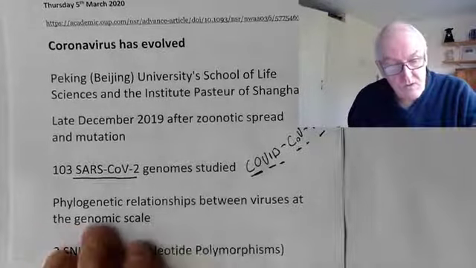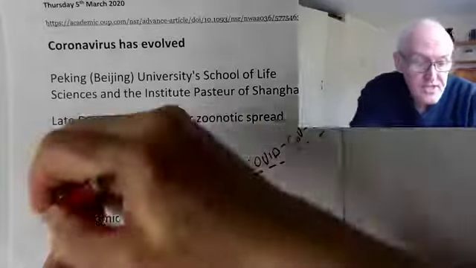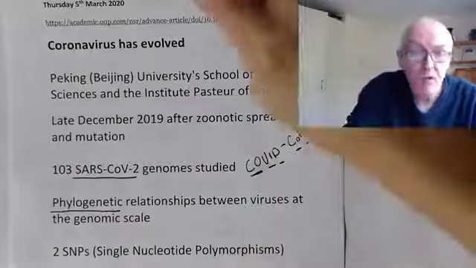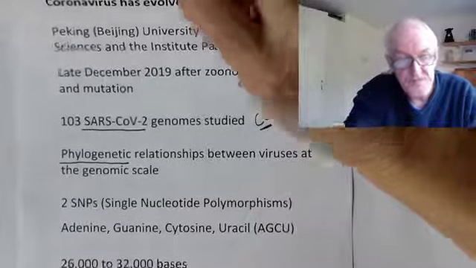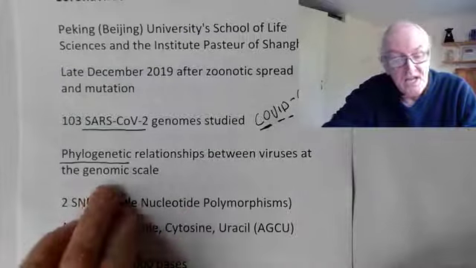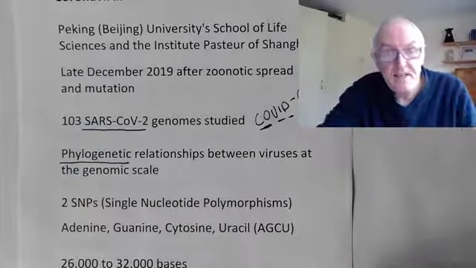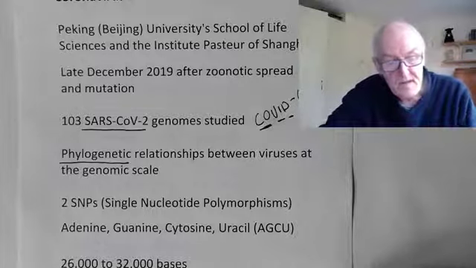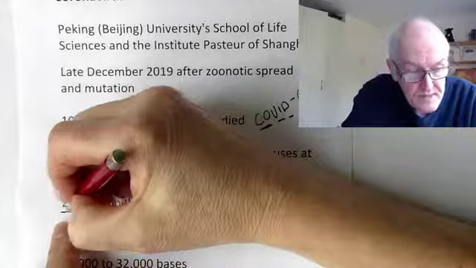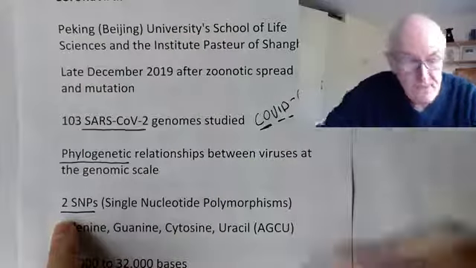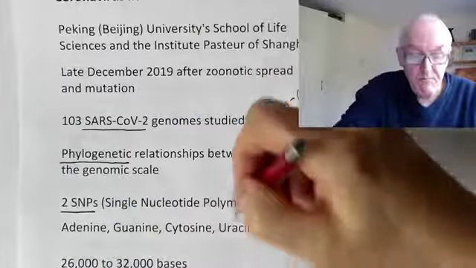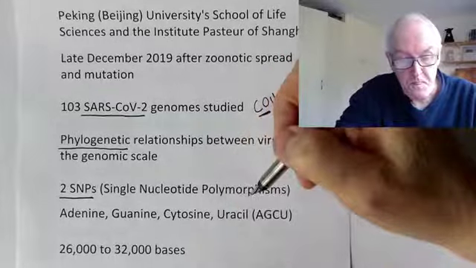So what they looked at was phylogenetic relationships. Now, this means the evolutionary relationships. So viruses evolve. They can change. They can mutate and evolve. So it's looking at the relationships between the viruses, and they're actually looking at the genome of the viruses right down at the level of the genetic code. Now, there were two changes. Some studies have shown three, but this one showed two changes. And these are called single nucleotide polymorphisms, which is a bit of a mouthful, but poly means many.